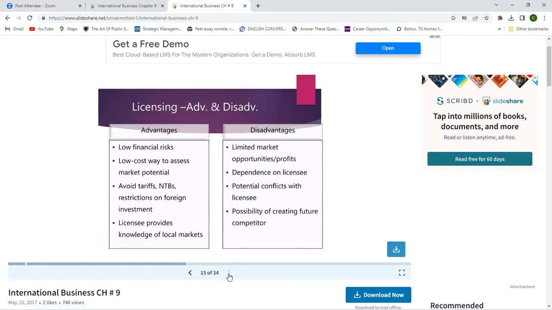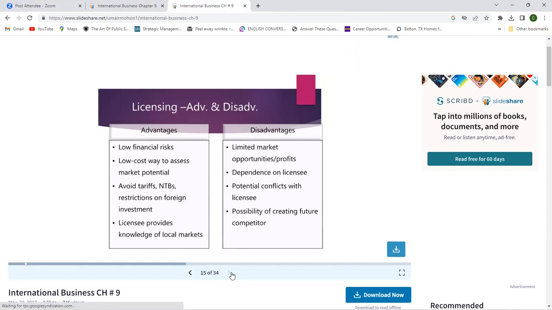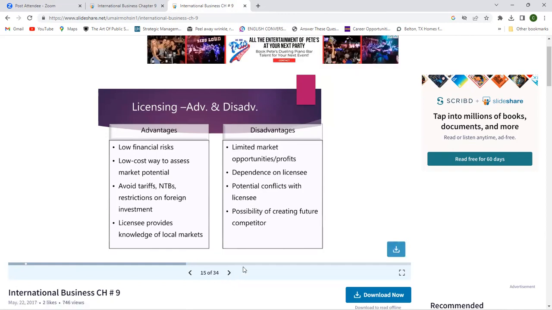Sorry about that, everybody. Advantages: low financial risk, avoid tariffs, and the licensee provides knowledge of the local markets. Disadvantages: limited market opportunities and profits, potential conflicts with the licensee, and possibility of creating future competitors.